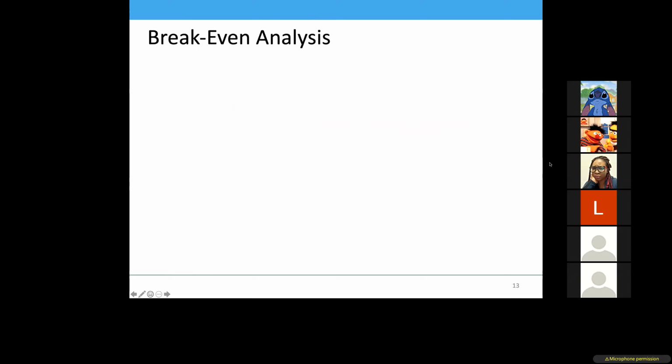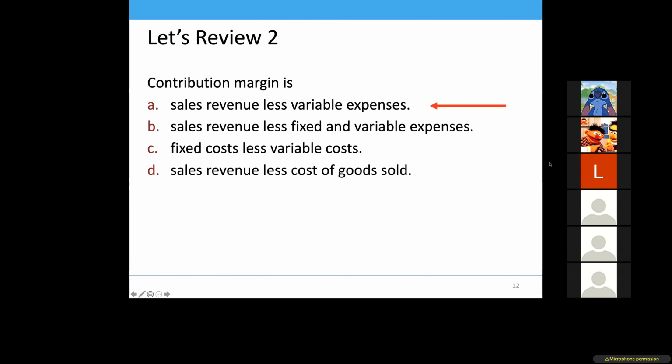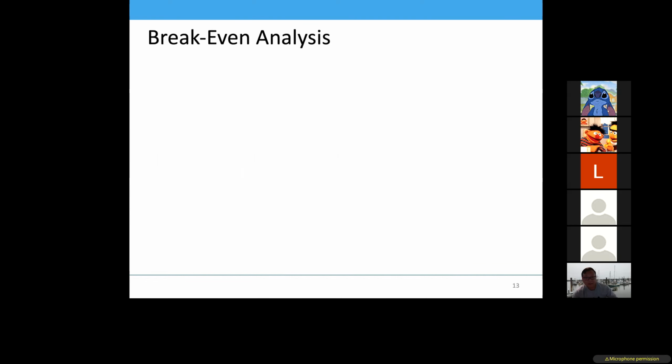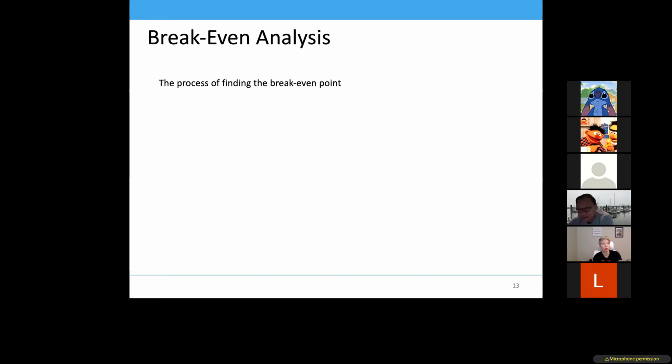Okay, let's keep going. Break-even analysis. This is the process of finding the break-even point. Why do we perform the break-even analysis? Because we want to find the break-even point. What is the break-even point? This is the level of activity at which total revenues equal total cost, so operating income equals 0.